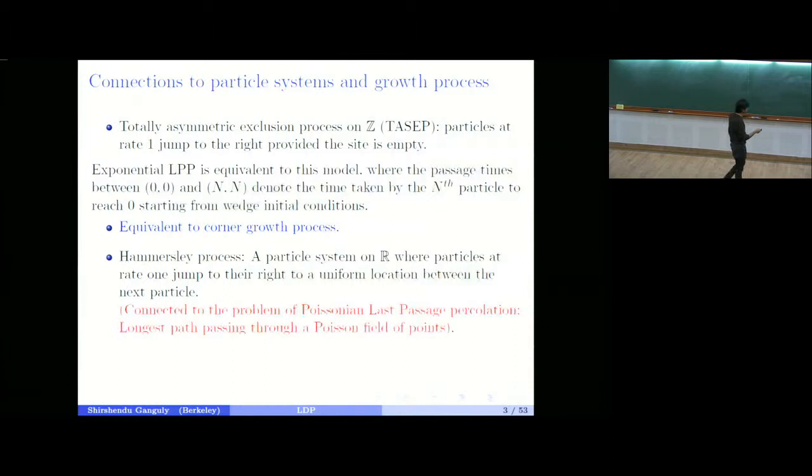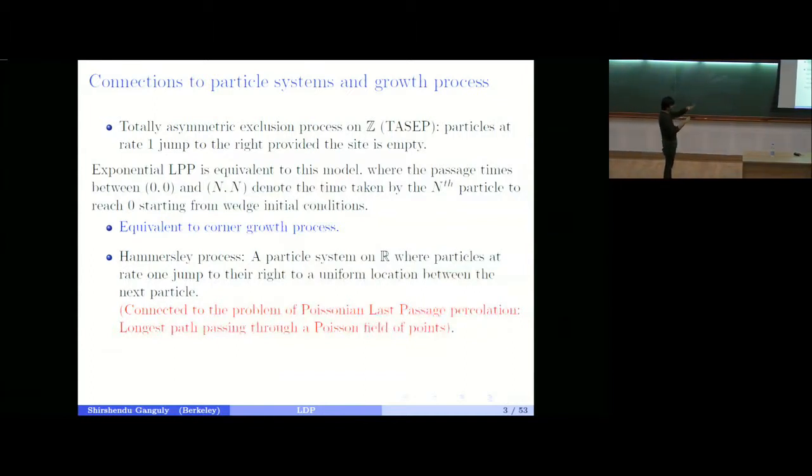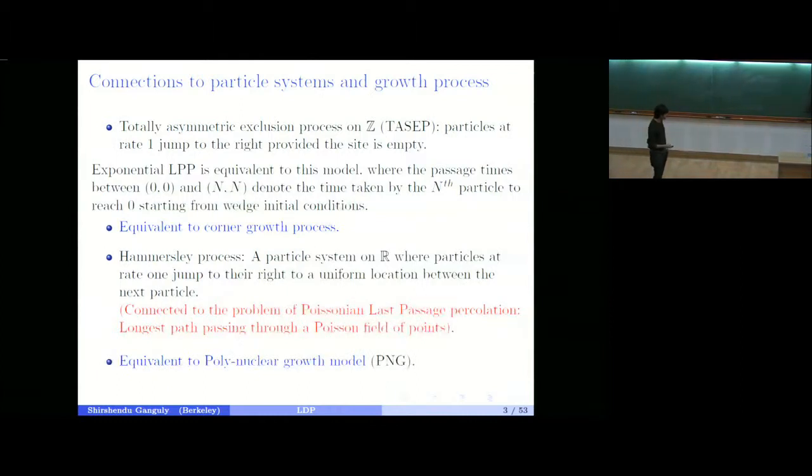This one in particular is connected to what is known as a Poissonian version of last passage percolation. I'll shortly describe it. Roughly, it is the longest path. The discrete model had a bunch of random variables, and I took the longest path. Here it's a bunch of Poisson points, and you want to look at the path which is oriented and passes through the maximum number of points. Again, there is a growth model associated to this, which is known as the PNG, or the polynuclear growth model.